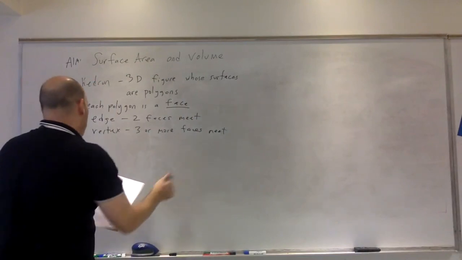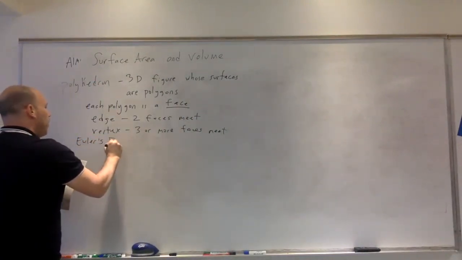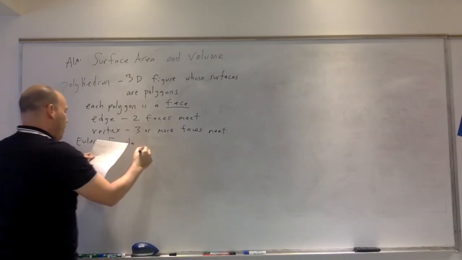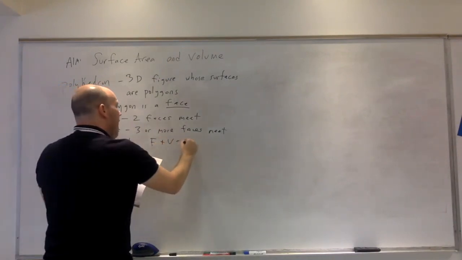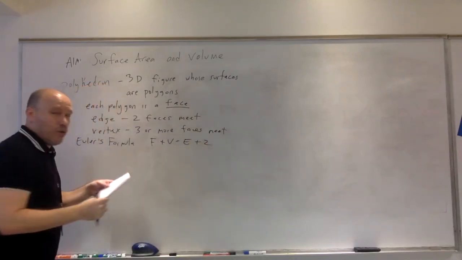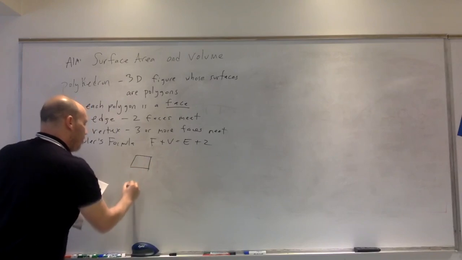And so we have something called Euler's formula, which is that faces plus vertices is equal to edges plus 2. And you can see that with some shapes. So for example, let's take a cube.